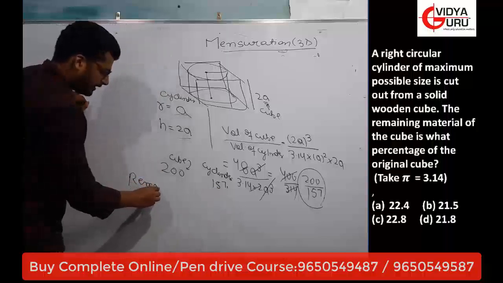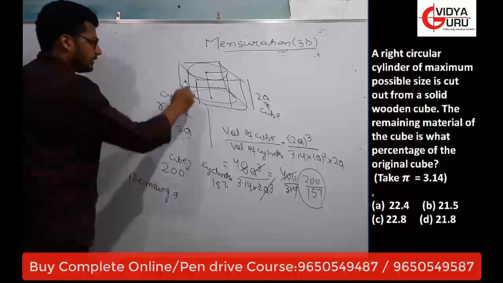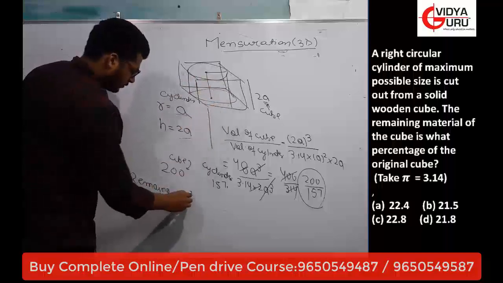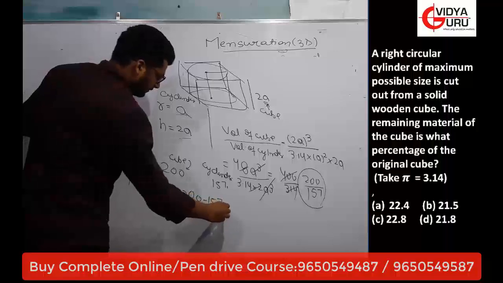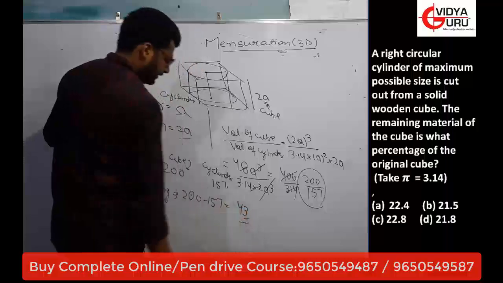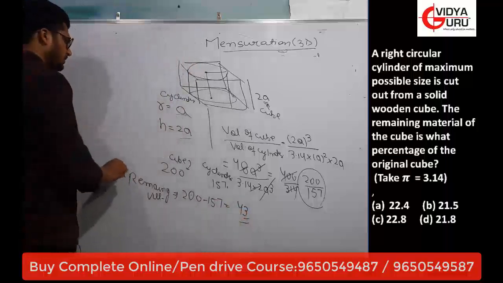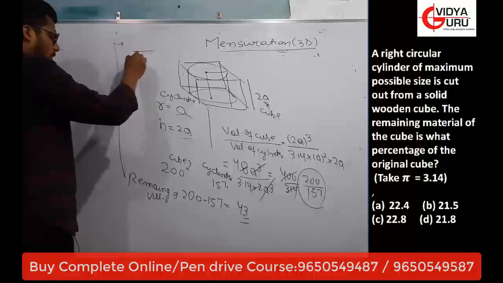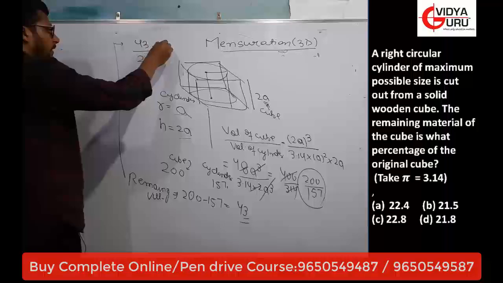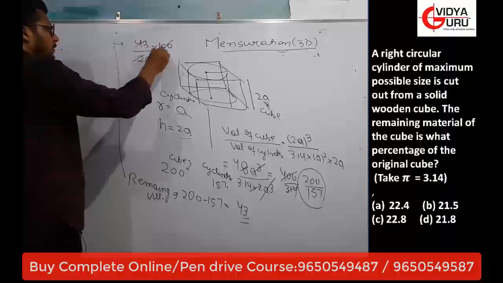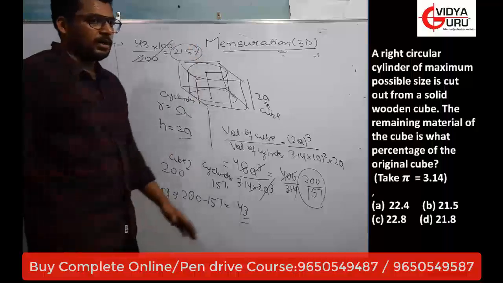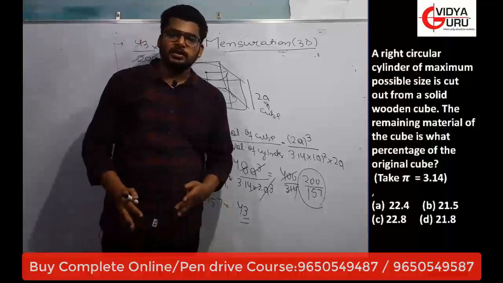Remaining volume will be the remaining part of cube. So it will be 200 minus 157, which will be equal to what? 43. It is what percentage of the original cube? Original cube was 200 and now it is left 43 into 100. This will be cancelled out. 2 to the 4, 21.5%. B option is the correct answer.